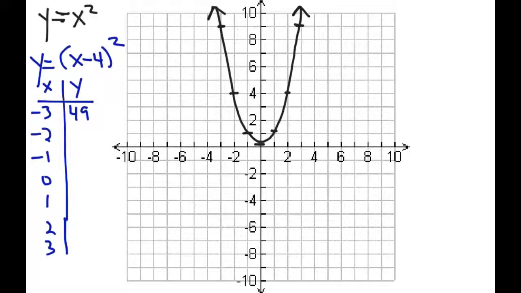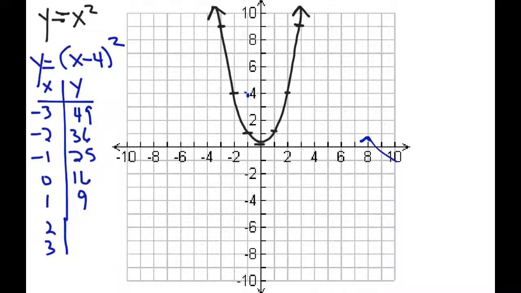Negative 2 squared is 4. Oops, I did this wrong. Try that again. No, I did it right. Never mind. All right, let's try that again. Negative 2 minus 4 is negative 6. Negative 6 squared is 36. Negative 1 minus 4 is negative 5. Squared is 25. 0 minus 4, negative 4 squared is 16. 1 minus 4 is negative 3, squared is 9. I'm starting to get things that actually lie on my graph.